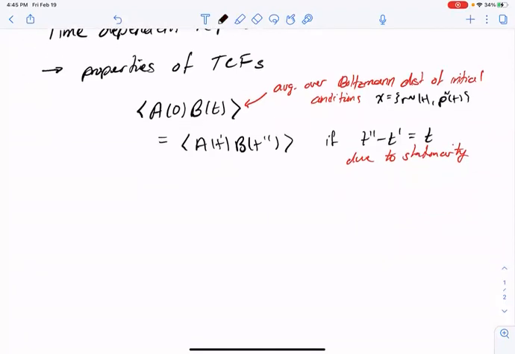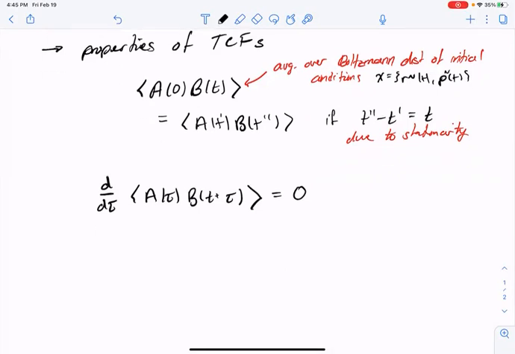Now, a non-trivial consequence of stationarity would be to take the derivative of a time correlation function with respect to its origin. So if I ask for the time correlation function of variable A at tau and B at t plus tau, that correlation function should be invariant to the choice of tau. I could have set tau to 0. So this derivative must be equal to 0.